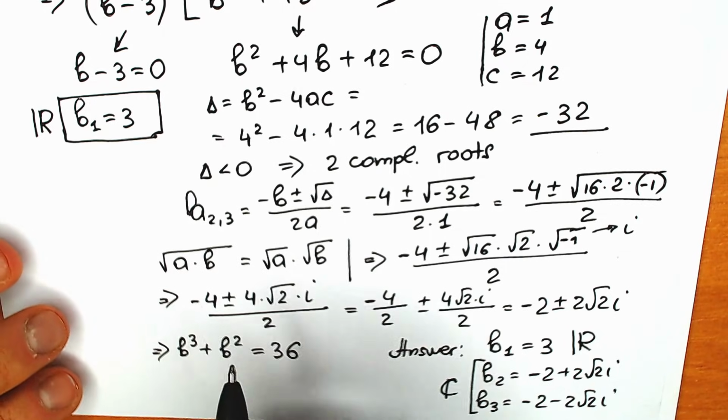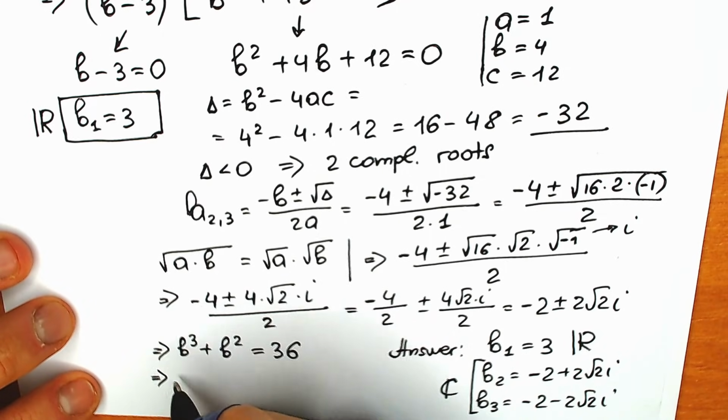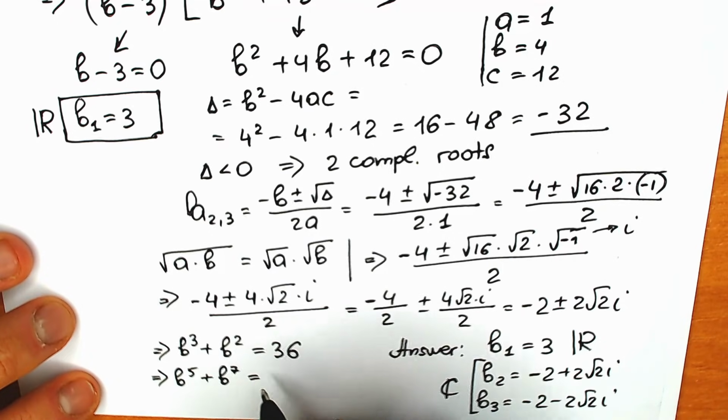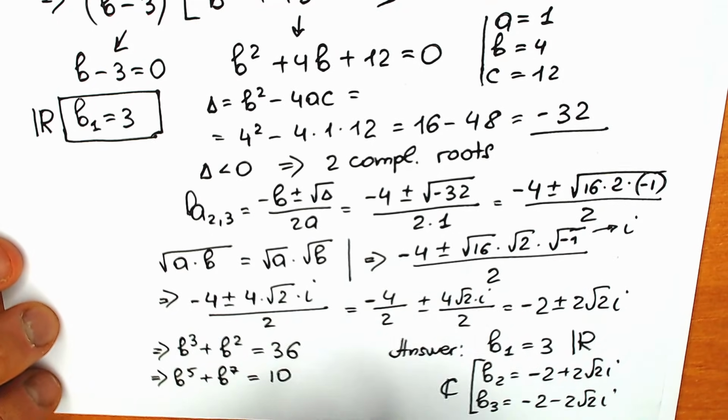Maybe you sit in your exam and you have an equation like b to the power 5 plus b to the power 7 equal to, for example, 10, and you might be thinking, okay, I find 7 roots, or maybe I have 8 roots. But according to the fundamental theorem of algebra, you can easily do this instantly.